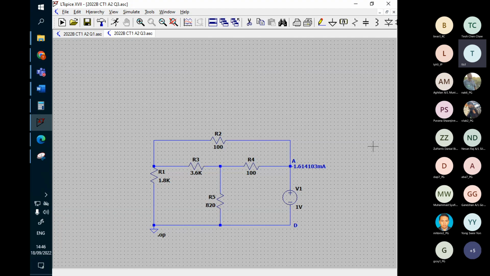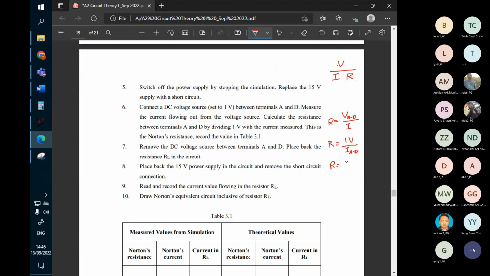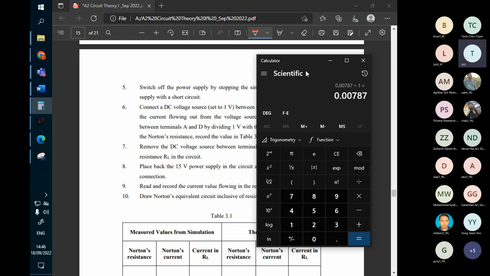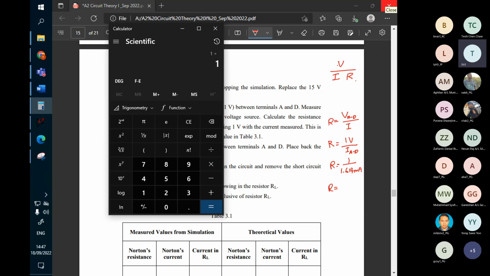1.614. Let me see whether this is correct or not. 1 over 1.614 milli. So what is the resistance? Let's get a calculator. 1 over 1.614. Too bad we cannot key in milli. Let's put in E minus 3. 619. Let's choose 3 decimal points to be consistent. 619.579.